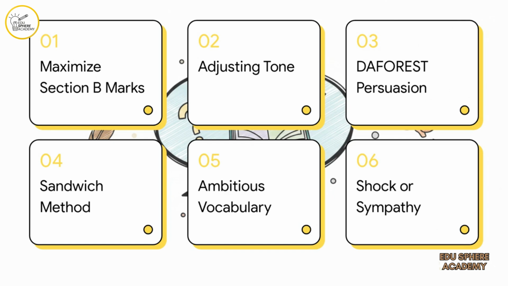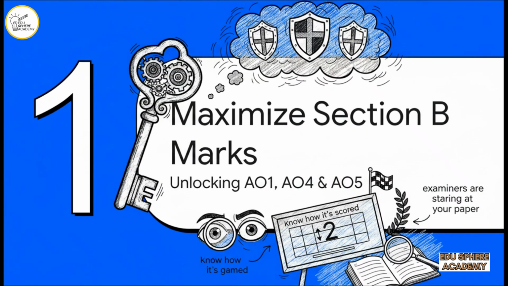Okay, here's our roadmap for the explainer. We'll start with maximizing Section B marks, then look at adjusting tone, the DAF-Forest persuasion technique, the sandwich method, ambitious vocabulary, and finally, provoking shock or sympathy. Let's dive into Part 1, maximizing Section B marks by unlocking AO1, AO4, and AO5.